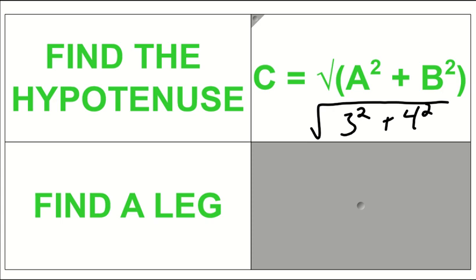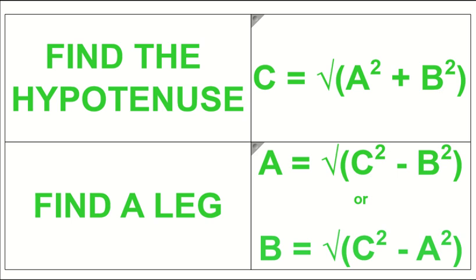Now, if we're trying to find a leg, so if we're trying to find A or B, what we are going to do is the square root of c squared minus b squared, or the square root of c squared minus a squared. Like I said before, it doesn't matter which one's A or which one's B. But you'll notice what letter comes first in that square root? C is coming each time. C has to be first.